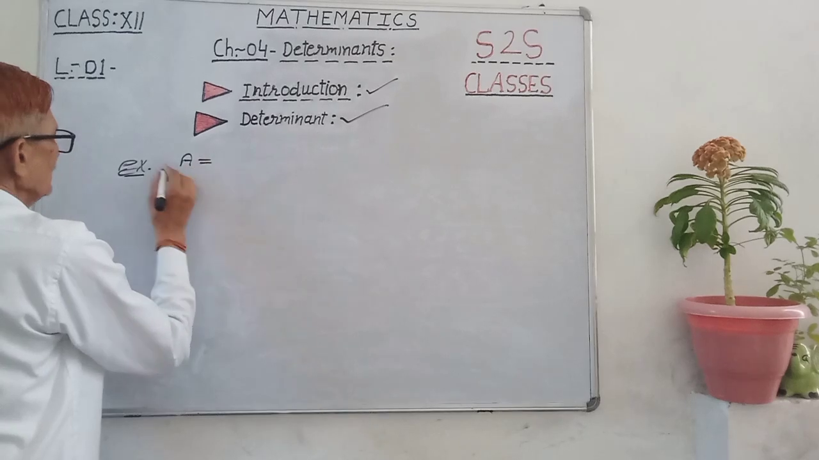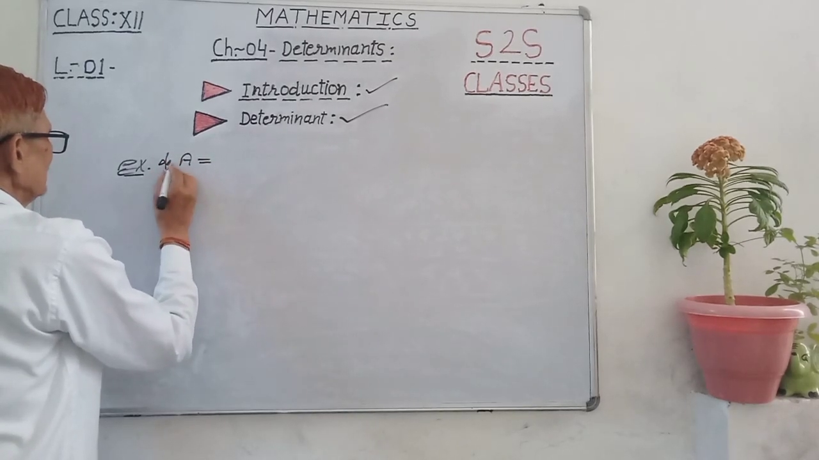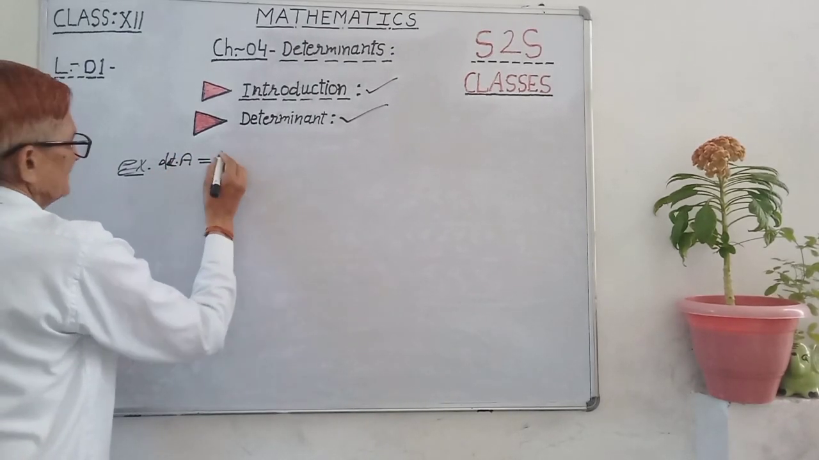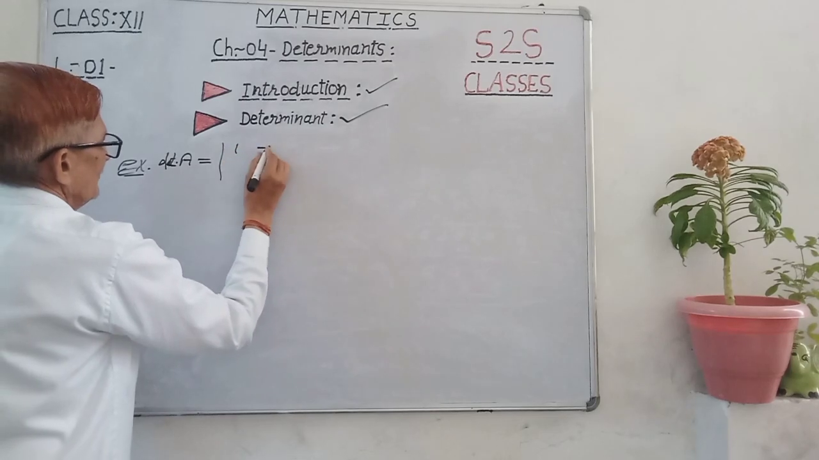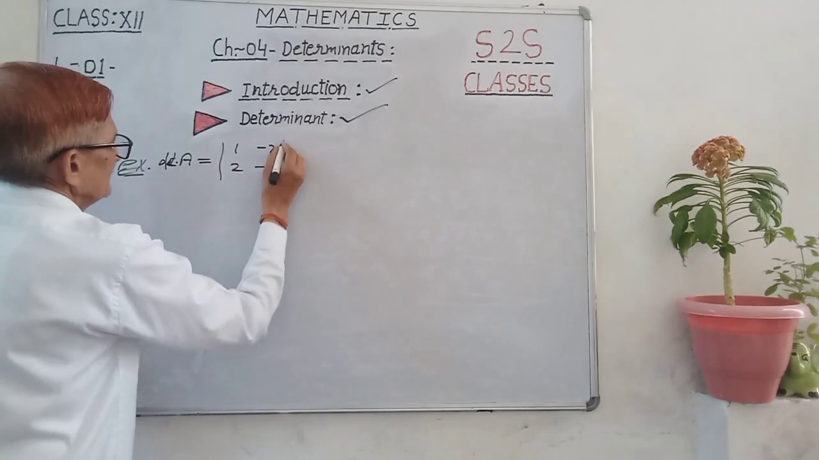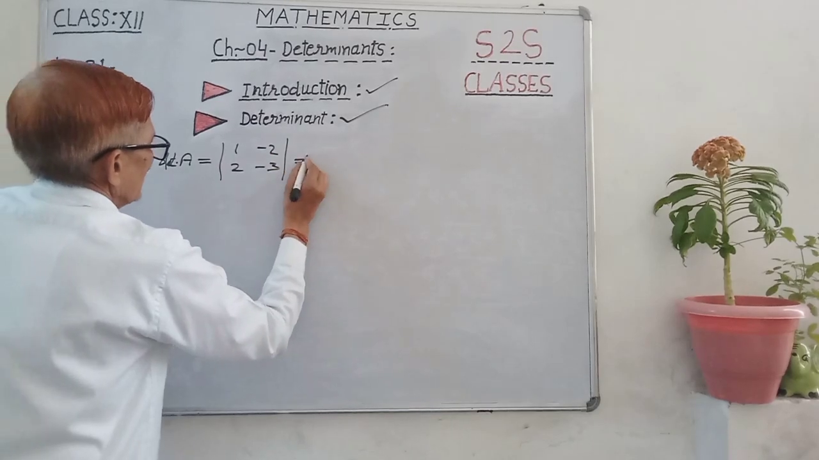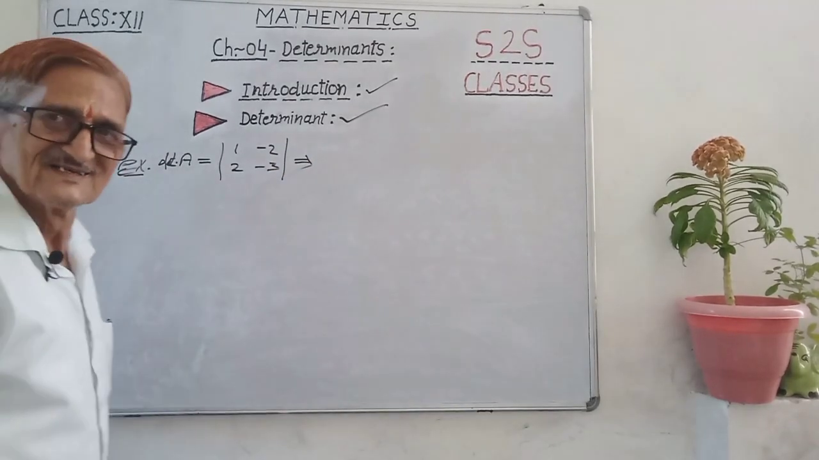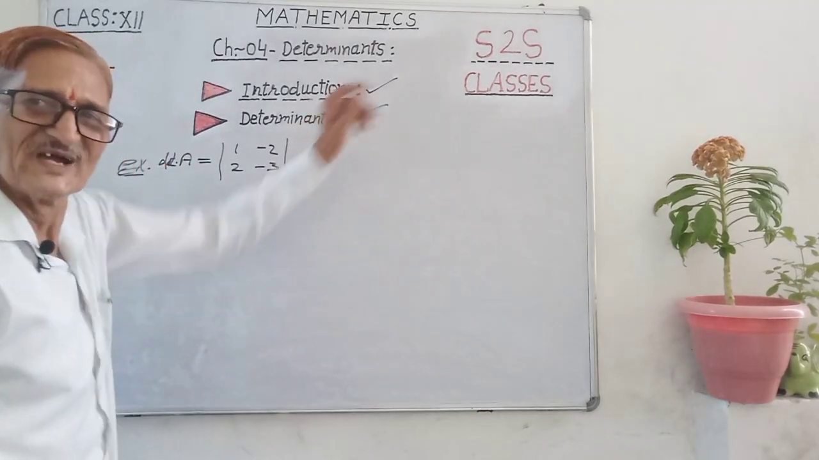A is equal to the determinant with entries 1, minus 2, and minus 3. Expand this. Okay beta, what will come? It is 2 by 2, I told you.